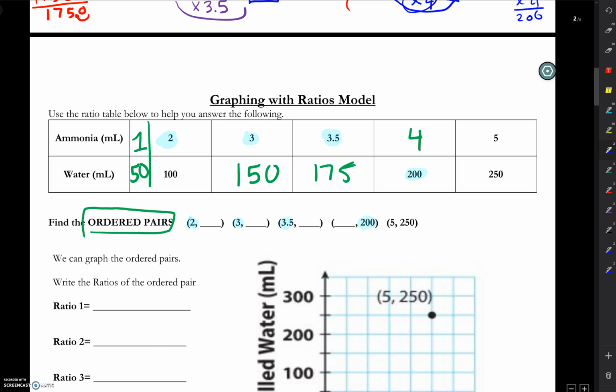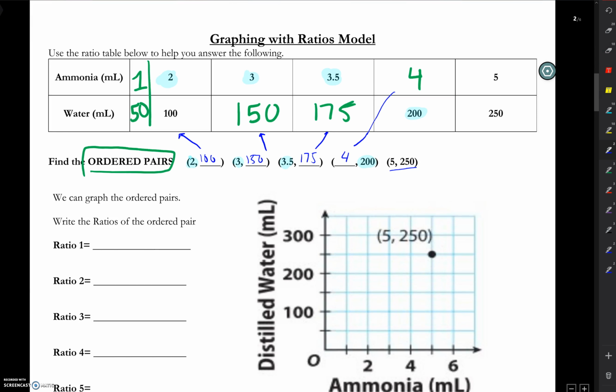So it goes 2 to 100, because the 100's here. 3 to 150, because it's right here. 3.5 to 175, it's right here. 4 to 200, and then we have 5 to 250. Okay, so now my ratios are 2 to 100. My ordered pair is 2 over 100. 3 to 150, and so my ordered pair would be 3 over 150, or 3 x and my y. 3.5 to 175.